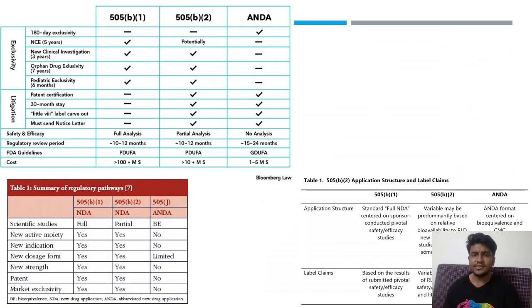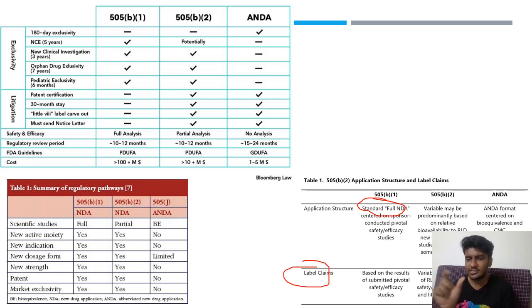So the first thing that we need to know whenever we come across the terms 505(b)(1), (b)(2) and (j), that is ANDA. So 505(b)(1) is basically a full NDA. 505(b)(2) is a hybrid NDA. So there are label claims that are different. You can see in this image there are label claims that are based on the results of pivotal studies.